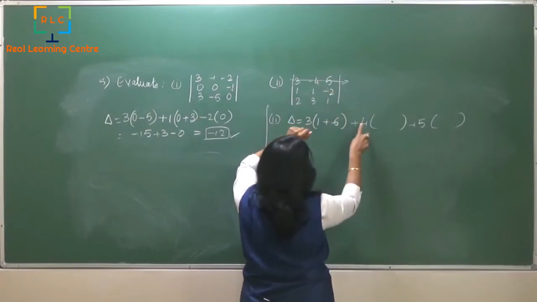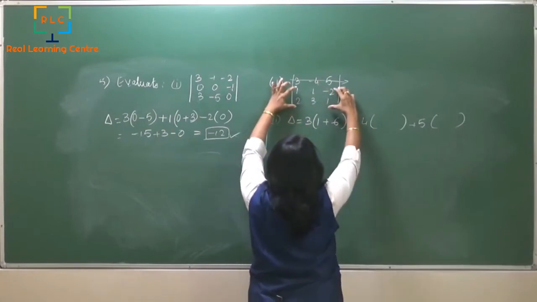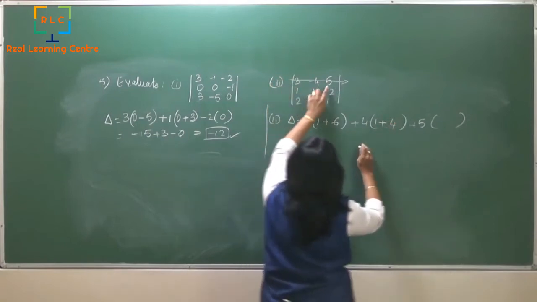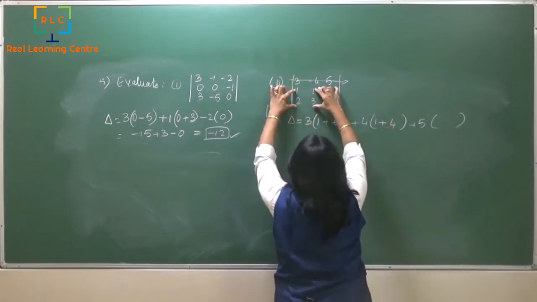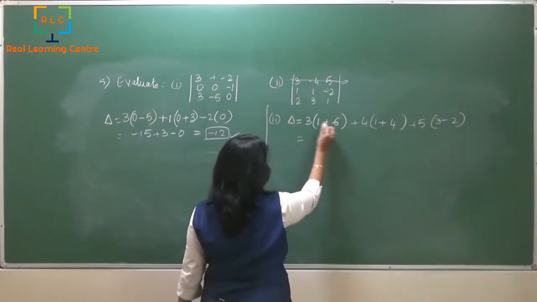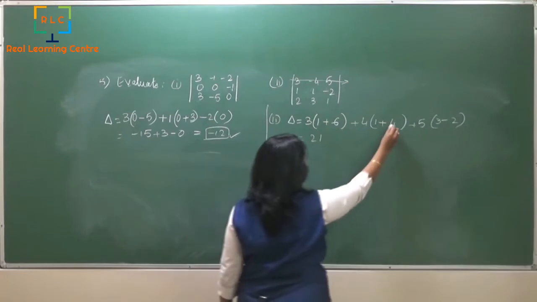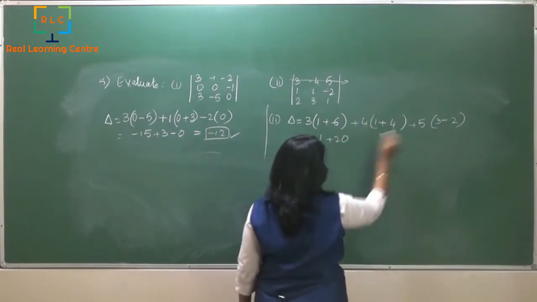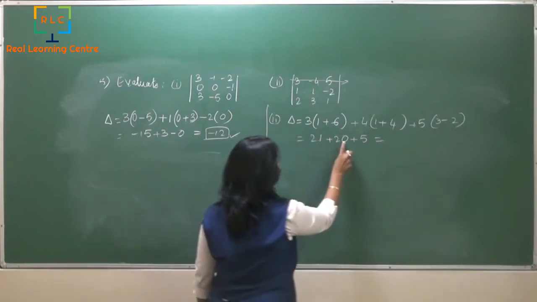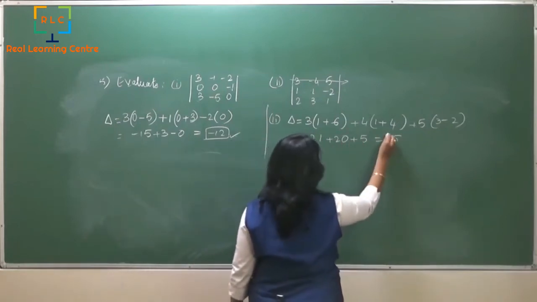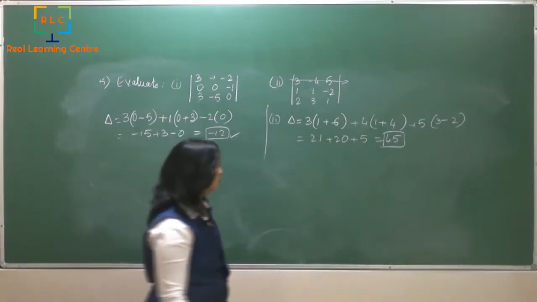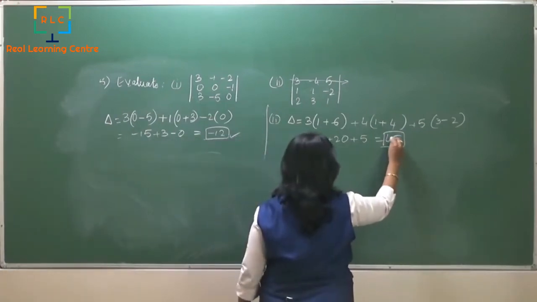Next I have taken minus 4 as plus 4, so you should take these 4 elements. So it will be 1 plus 4. Next 5 is here, so you should take these 4 elements. It will be 3 minus 2. So this is equal to 6 plus 1, 7 3s are 21, 4 plus 1, 5 4s are 20, 3 minus 2 is 1, 1 plus 5 is 5. So this is equal to 21 plus 20 plus 5, the answer is 46.